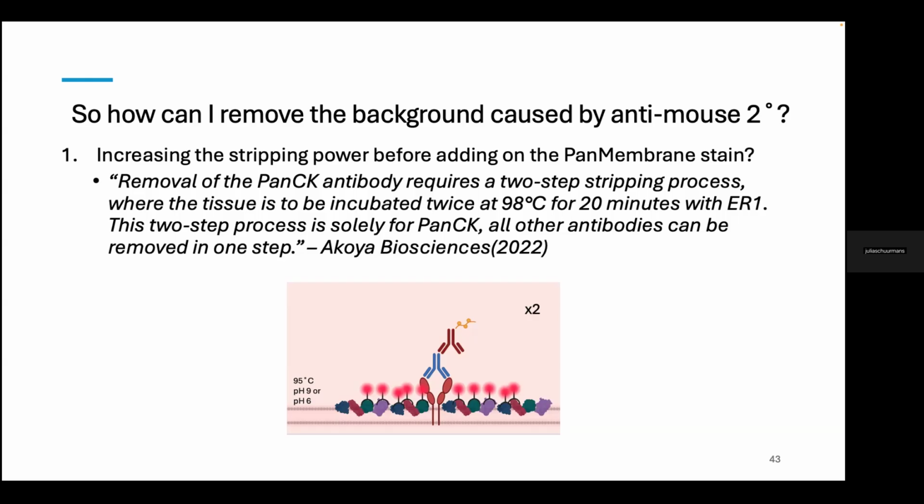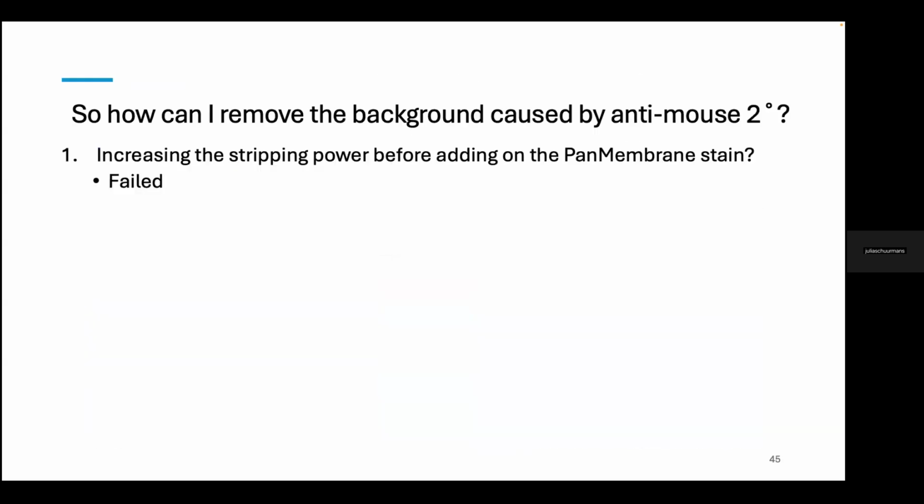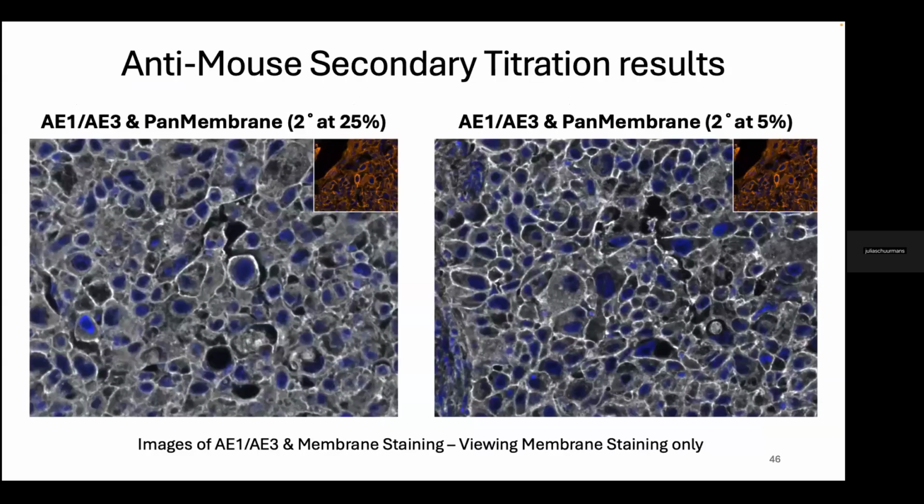And so I did an experiment. My next step to deal with the background was to run 2 rounds of epitope retrieval and really try and get rid of that primary antibody. And it did not work. In fact, it looks the exact same. It failed. So that failed. And I moved on to my next step, which was to dilute the anti-mouse secondary antibody. And the reason I thought to dilute this is because diluting down the primary at the beginning of my project worked so well. And so I diluted my mouse secondary from 25% to 5%. And while it's not great, it did do something.